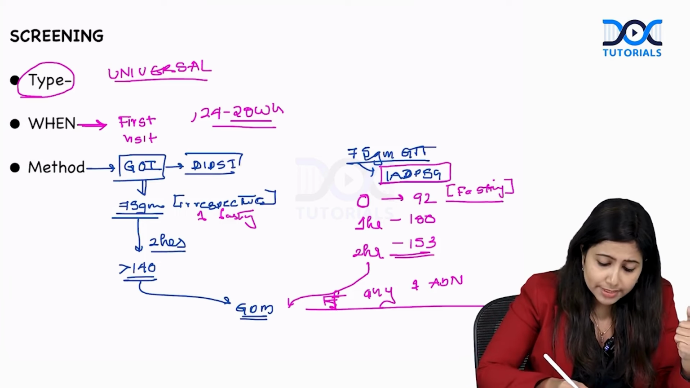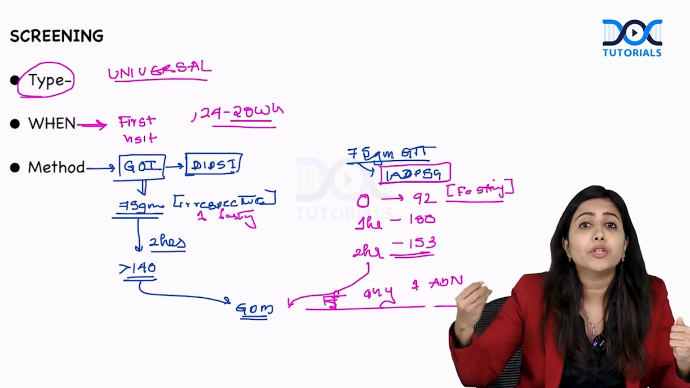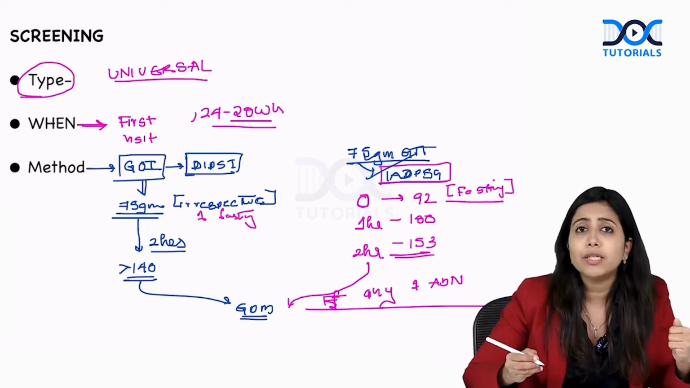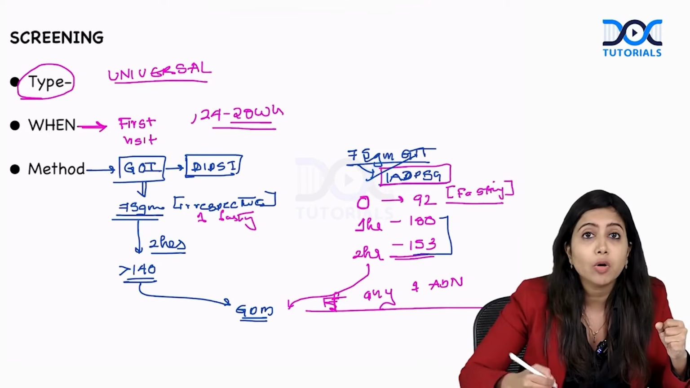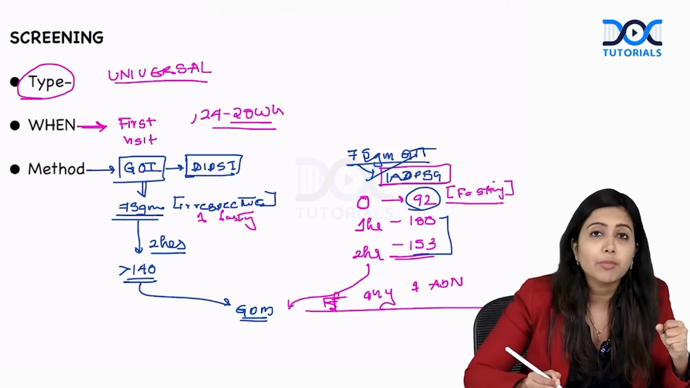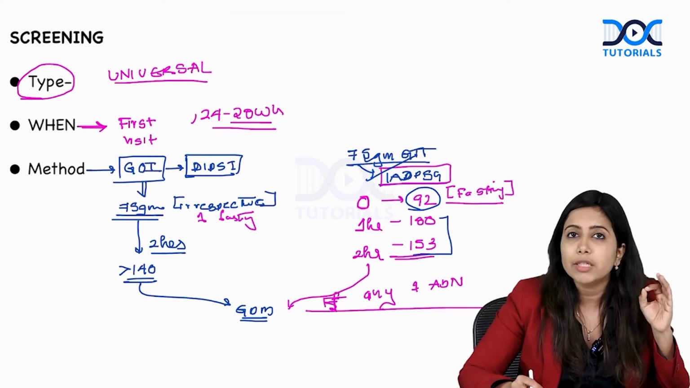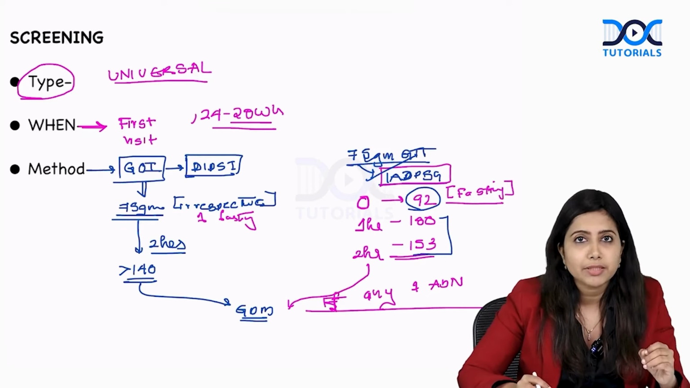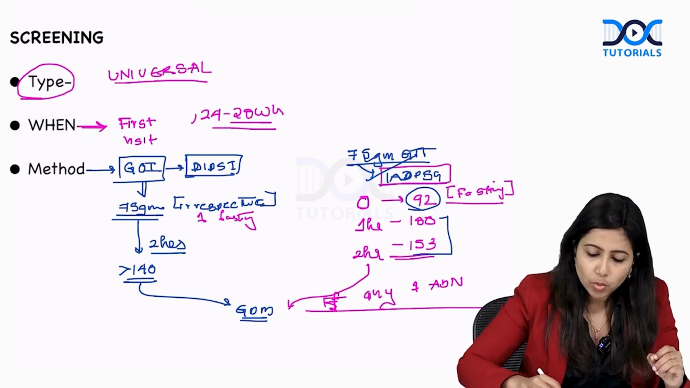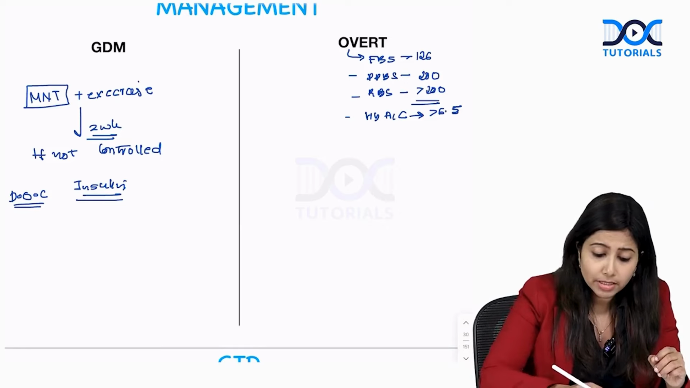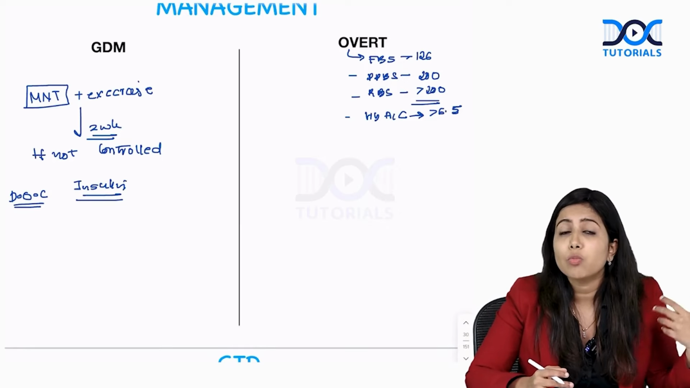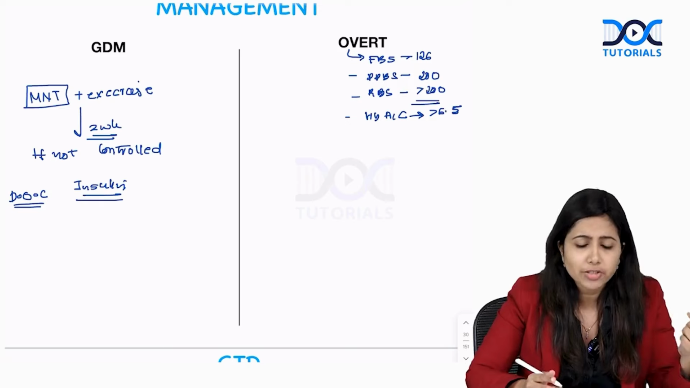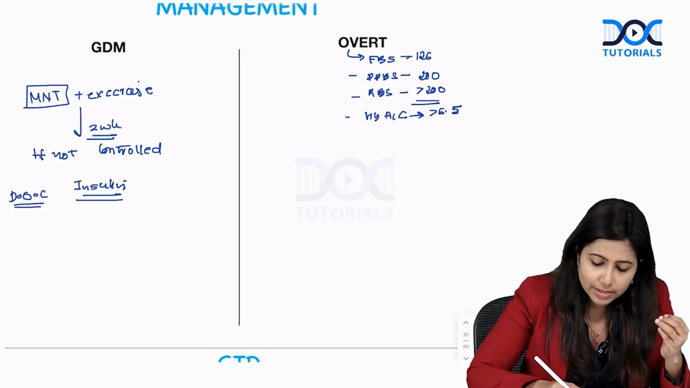You do the DIPSI test and you find that the blood sugars are more than 200. You do the IADPSG 75-gram GTT and you find that any of these values are above 200 or the fasting is above 126. I'm going to label them as overt diabetes. In overt diabetes, the levels are in the pre-pregnancy range, so it can cause more fetal complications. So, initially itself, I'm going to manage vigorously.